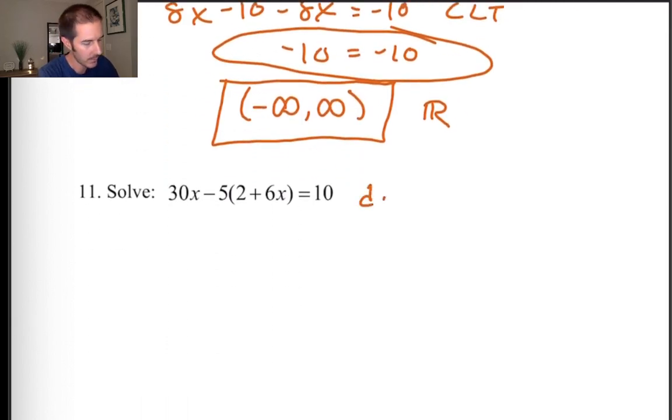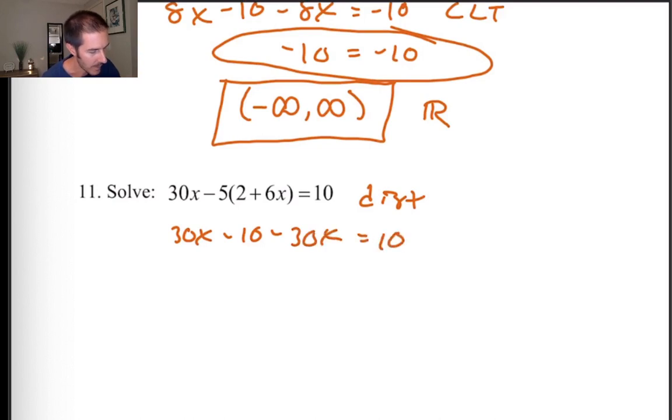Let's see what's in the next problem. Just very quickly, let's do the distribution. 30x minus 10 minus, and the cat's on the iPad. Sitting on the iPad. Come on. Help me out here. Minus 30x equals 10.